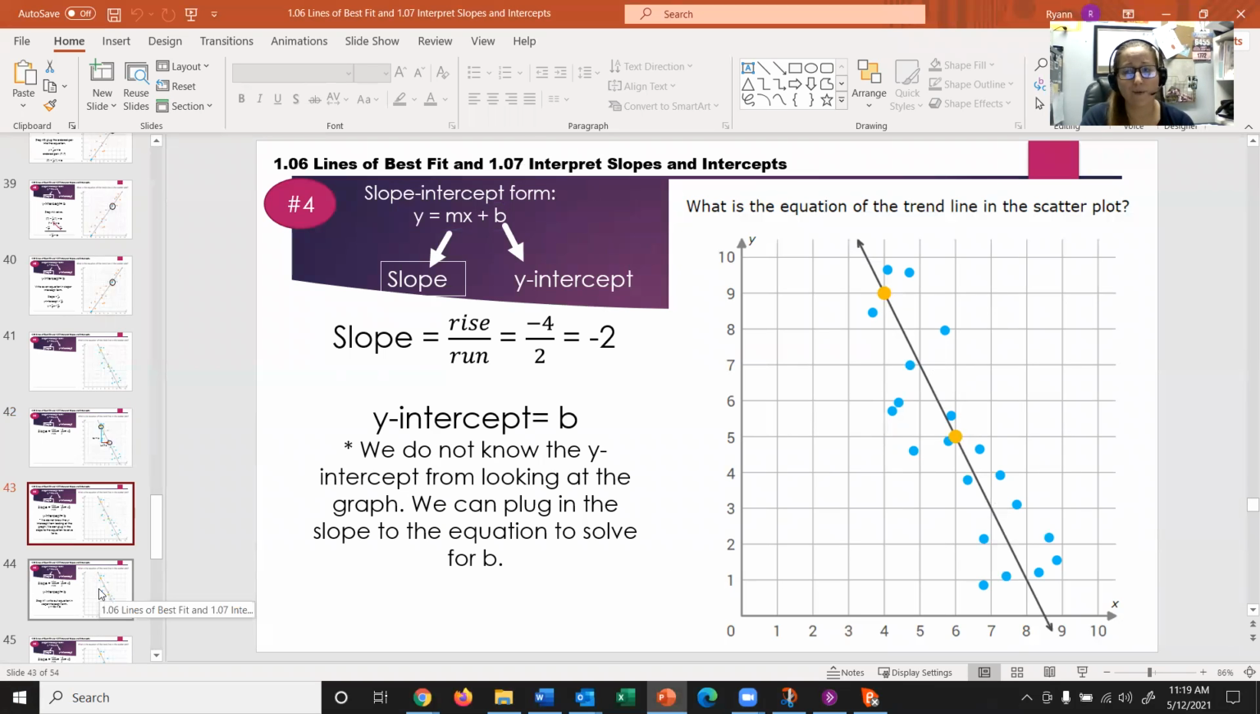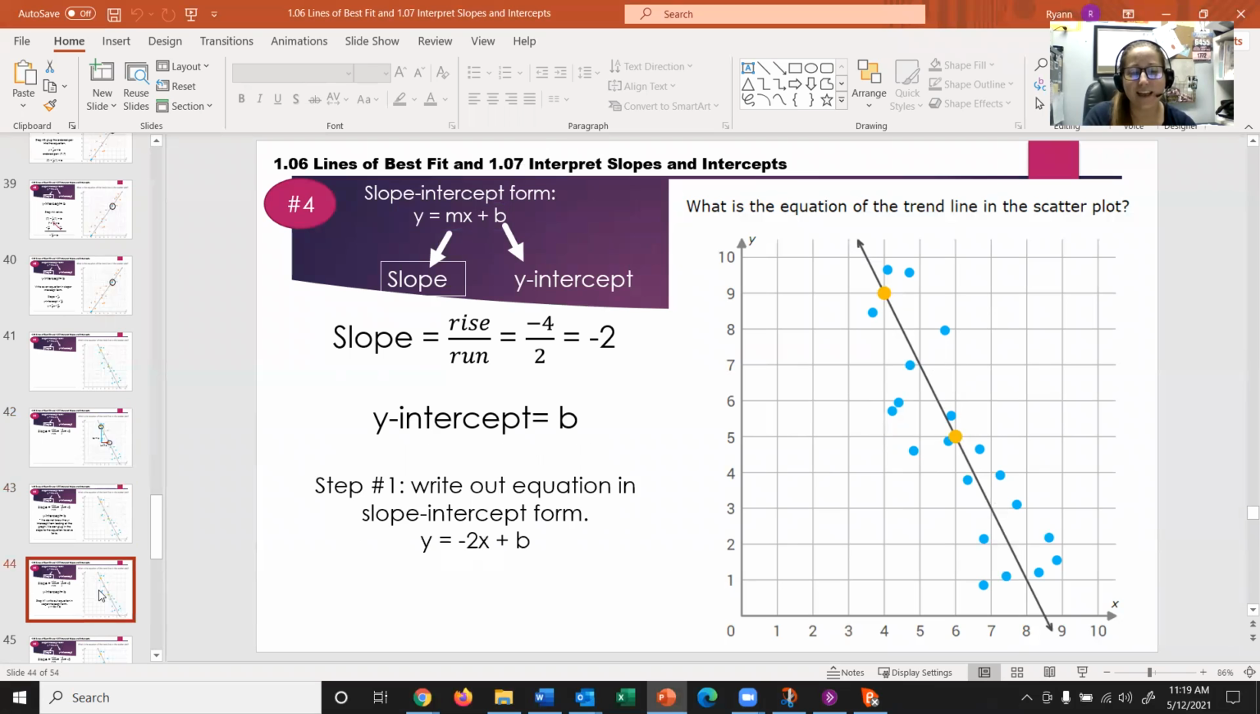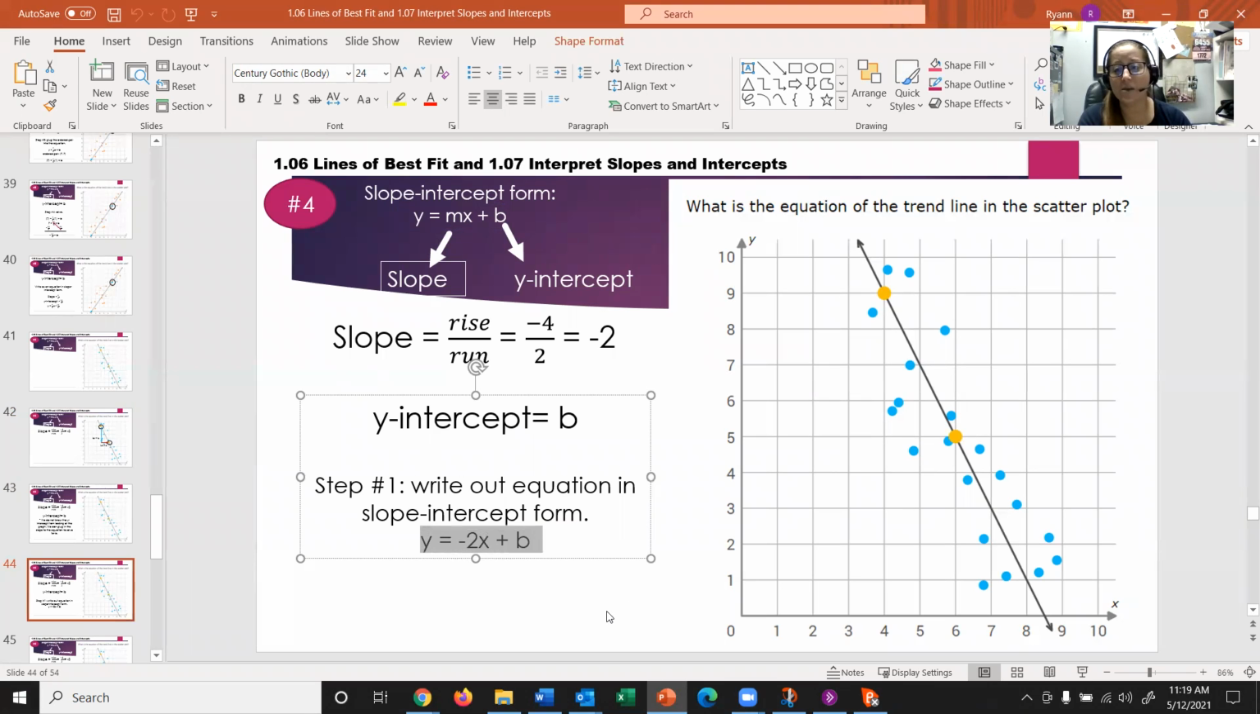So the first step, and I'm going to break this down for you, is to write out the equation in slope intercept form. So down here we've got y is equal to -2x plus b. The reason why we can plug this in is because we were able to find the slope of this line, and now we're just left with finding the b, or the y-intercept. So once we write out this equation, we can have a better idea of what we're looking at.